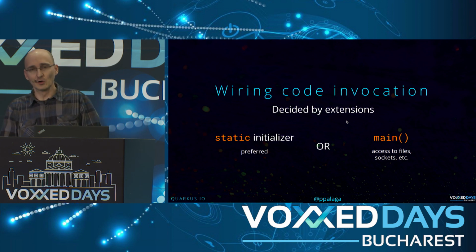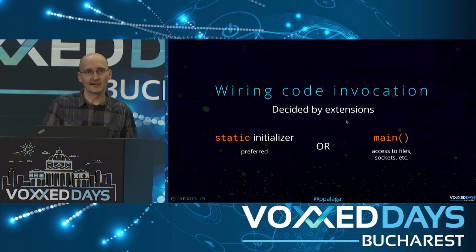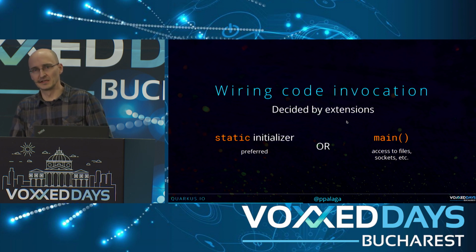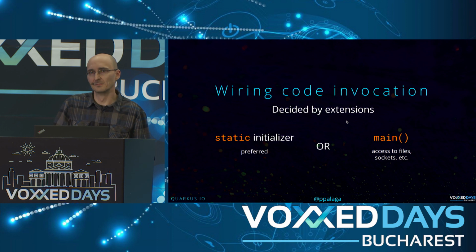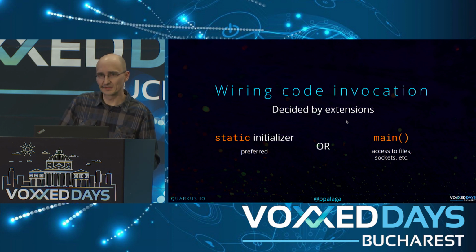And there's two options where this wiring boot code can be placed. First, it's either a static initializer in some class, or it's a main method. What's the difference?